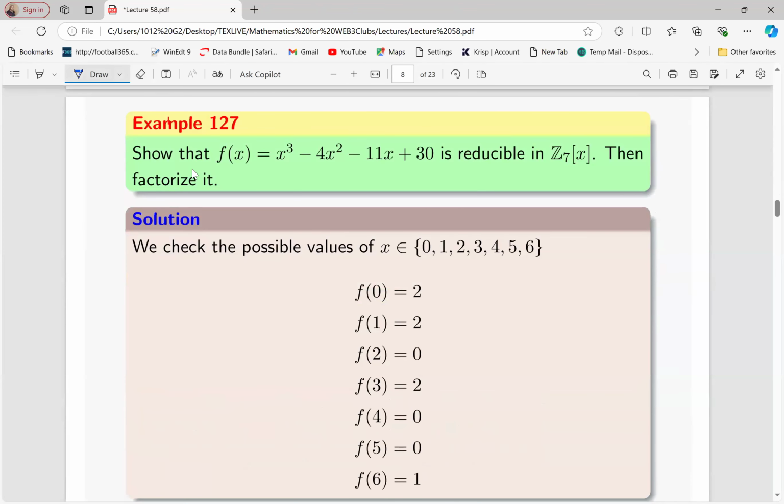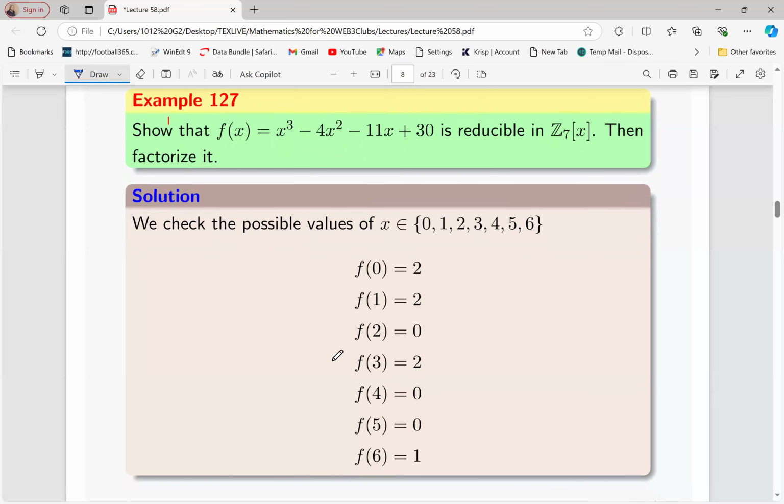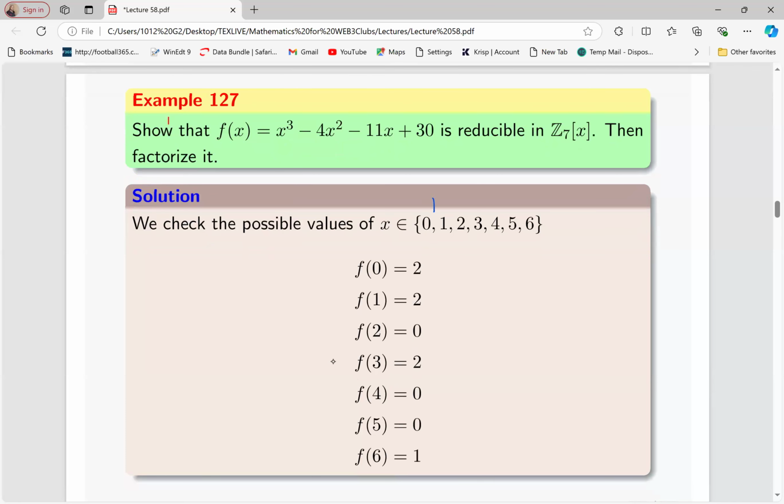Now, show that this is reducible in Z7. Again, we try the possible roots. These are the possible roots. So we want to find out if one of them is a root. They're just possible roots. So which of them is a root? That's what we want to see.